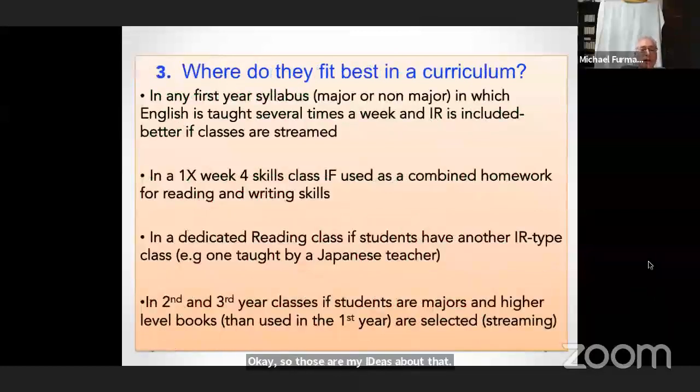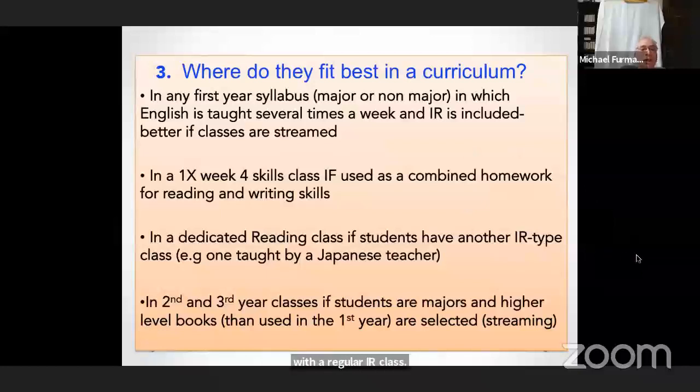How does it fit into the curriculum? Well, I do it mostly, I'm in charge of the whole curriculum, and I'm taking care of the part-timers. So it's done mostly in the first year syllabus, in which English is taught 5 times a week. So there is already a dedicated IR class, which can be taught by a Japanese teacher or a native speaker with a regular IR class.